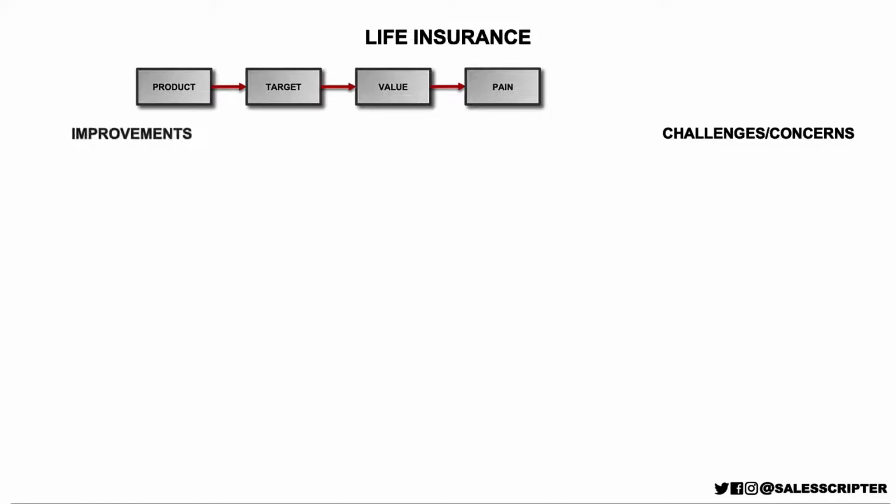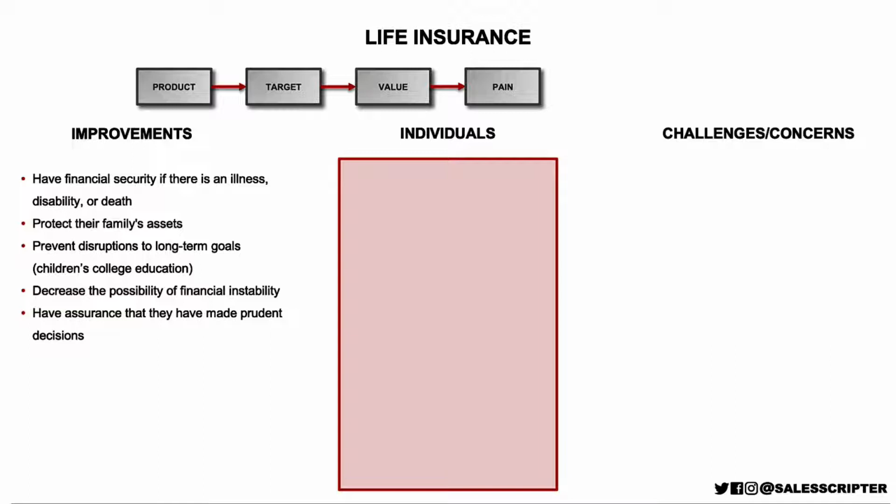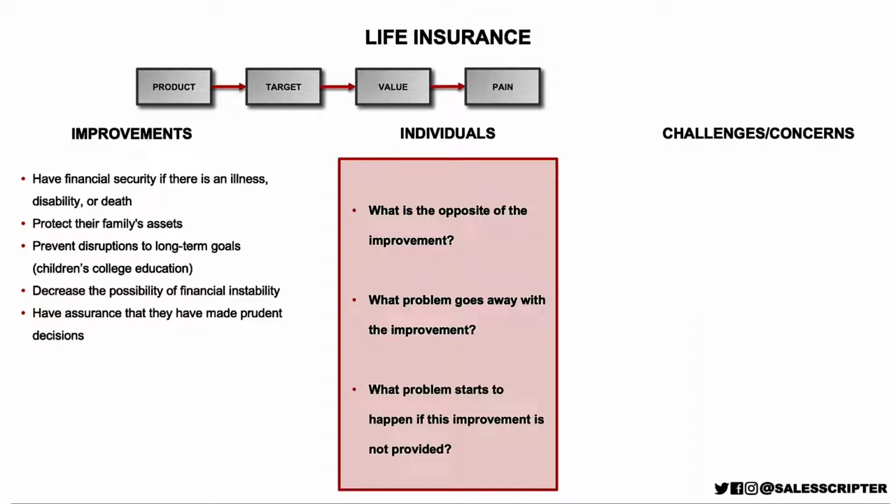But here's a trick: we can actually bring back the improvements that we came up with on the last step, because typically for each improvement, there's an opposite pain point. So we can use that list to think of some pain points, and we want to think of pain points keeping in mind the target audience that we're creating the sales script for. And we can go through each improvement one at a time and try to think about, well, what is the opposite of that improvement? Or what problem goes away when we create that improvement? Or what problem starts to happen if we are providing that improvement and we take it away?